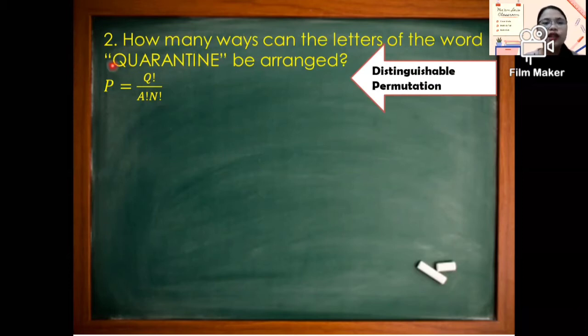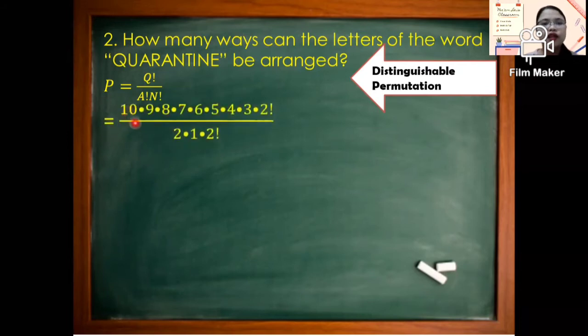So ang word na quarantine ay meron tayo 1, 2, 3, 4, 5, 6, 7, 8, 9, 10. Merong 10 na letters ang quarantine. So kung meron tayong 10, meron tayong ngayong permutation of Q is 10. So ang ginawa ko, diretso na kagad, so from 10 down to 1.